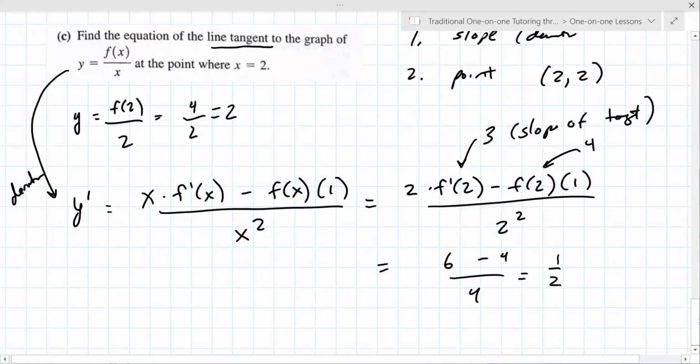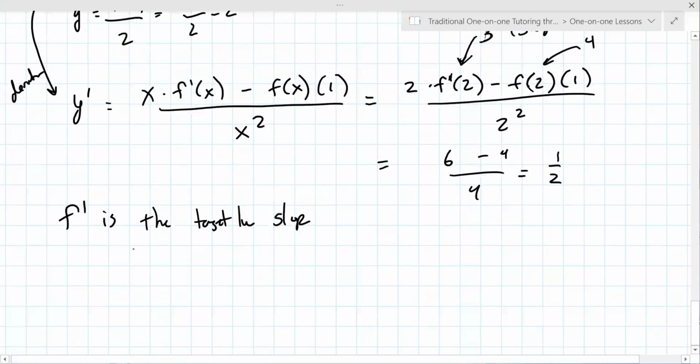Well, what about the 2? Isn't it 2 times 6 minus 4? 2 times 3. But isn't it 3 times 2? No, it's f prime of 2. f prime of 2 is 3? Yes. So f prime is the tangent line slope. So the tangent line was y equals 3x minus 2. So the slope is that number right there.